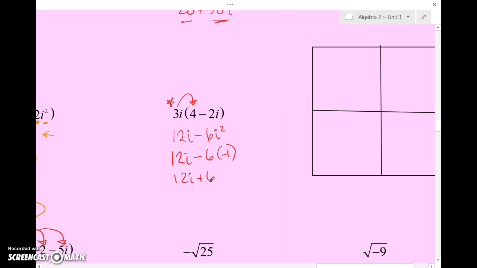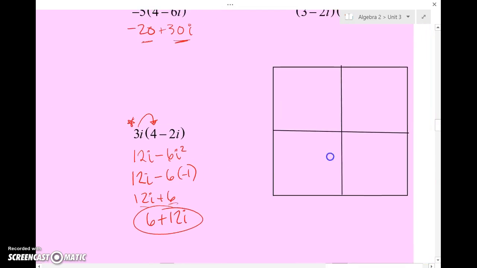But you're still not done, because we have the imaginary number on the left and the real number on the right, but it needs to be the other way. So now you're going to write it like this, and that will be your final answer. Okay?